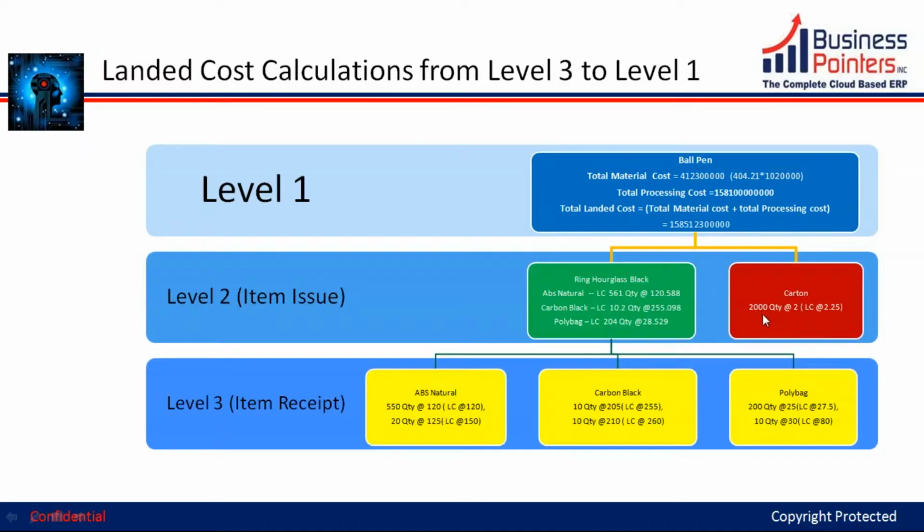Next, we are receiving carton into the system. So item issuing of carton, 2000 quantity at 2, with landed cost at 2.25.